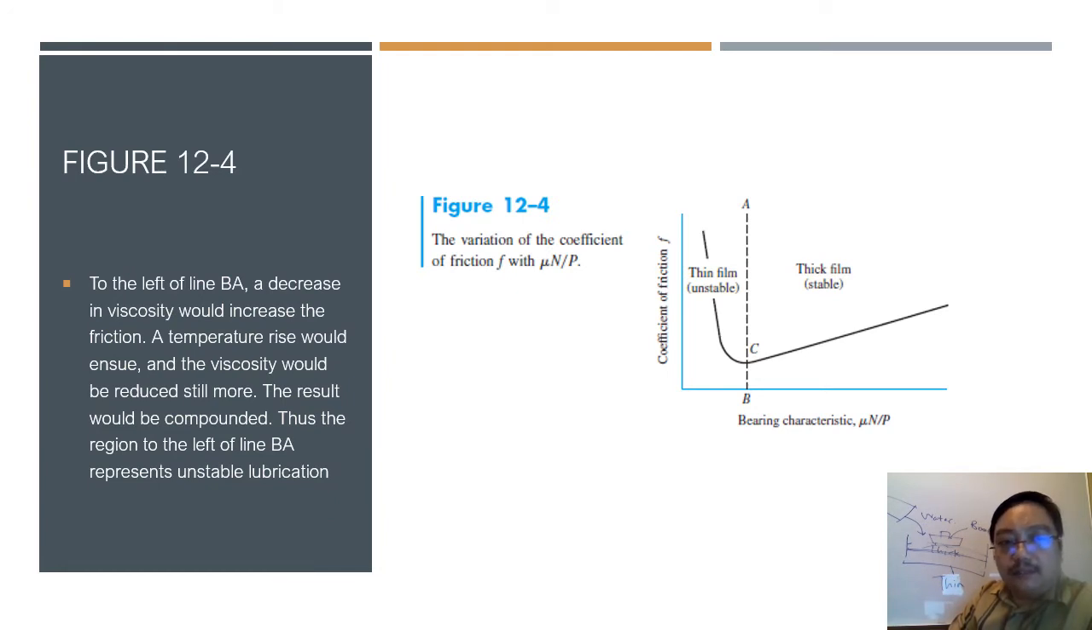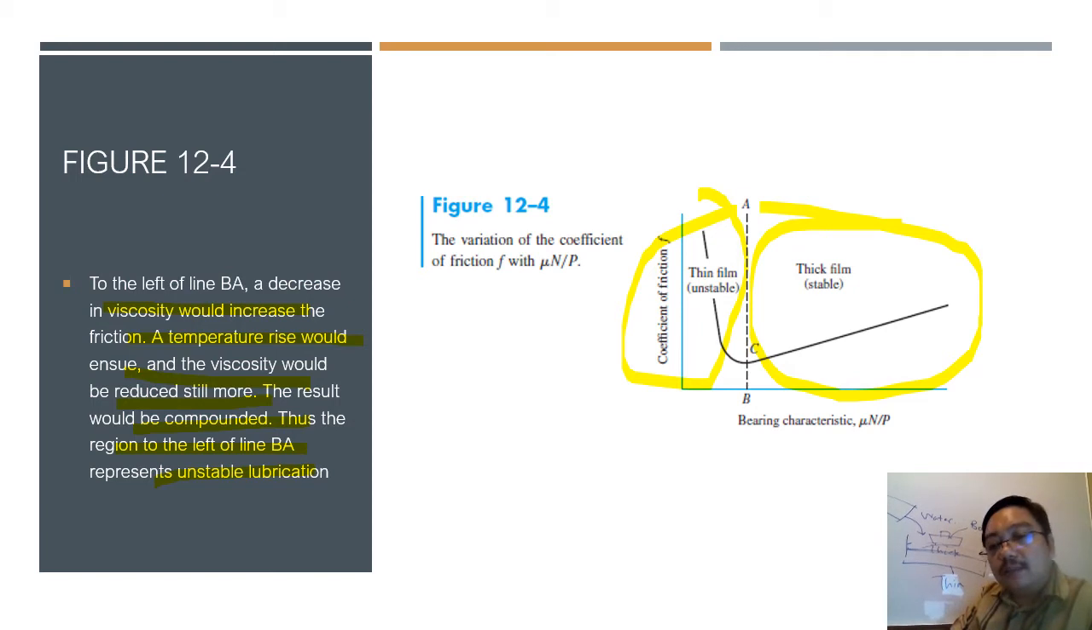To the left of line BA, the decrease in viscosity will increase the friction. Temperature rise will ensue, and viscosity will be reduced still more. The result will be compounded. Thus, the region on the left, A, represents unstable lubrication. So, we want stable lubrication. We want to avoid unstable lubrication.